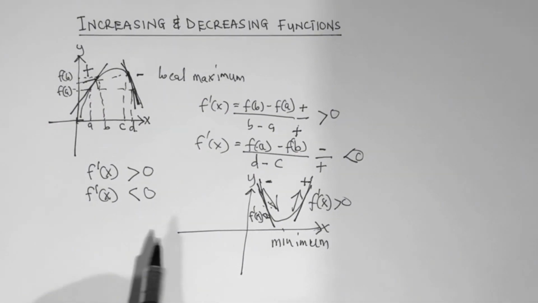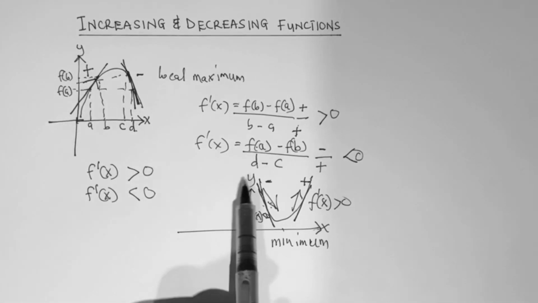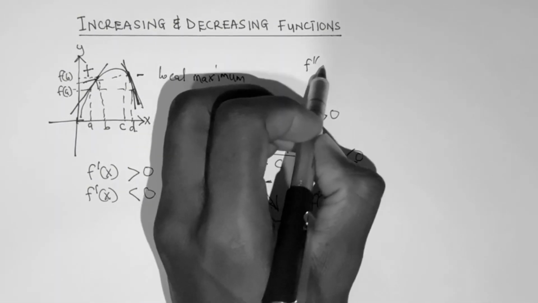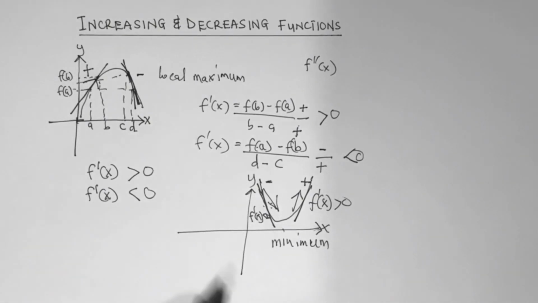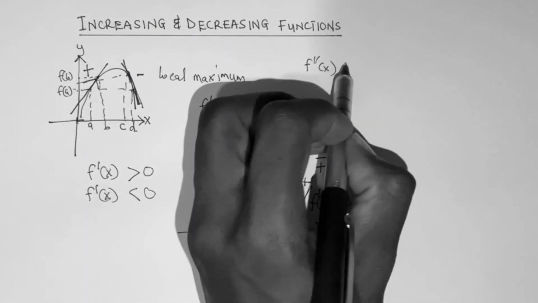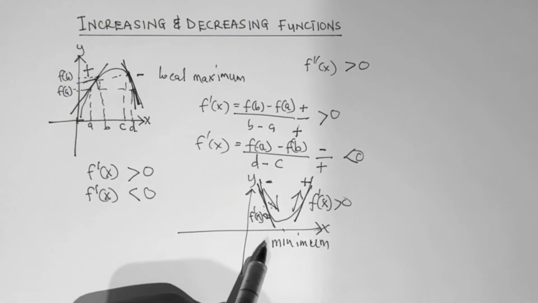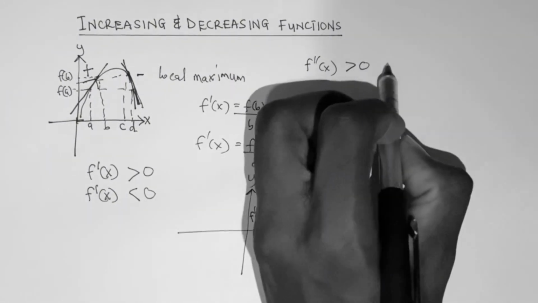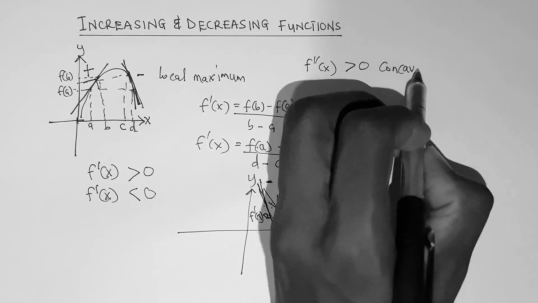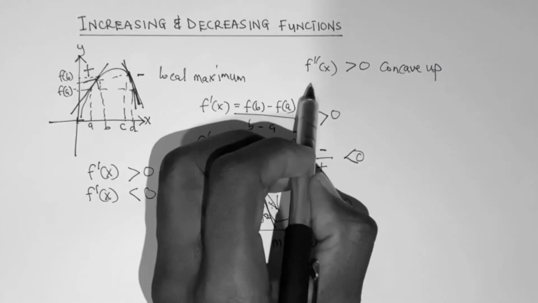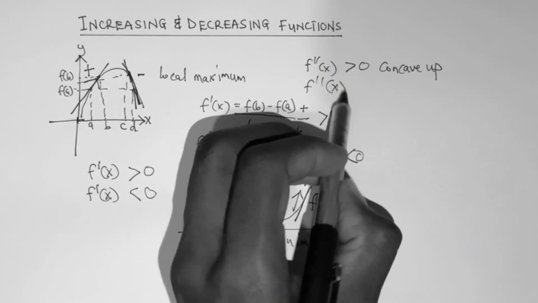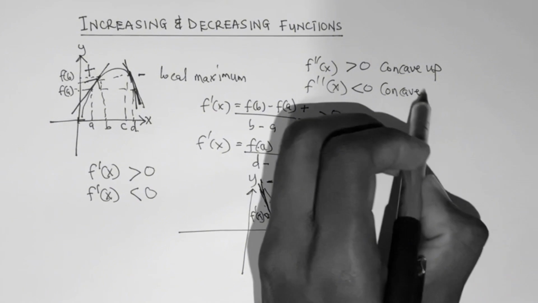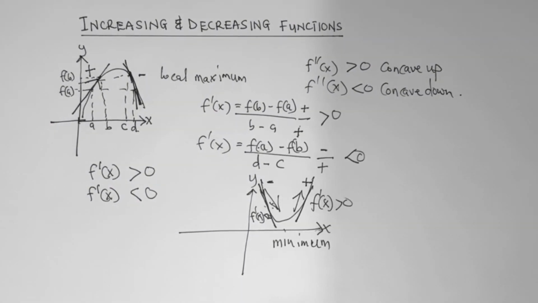Now, to determine the concavity of the function, all we need to do is to find the second derivative of the function. If we find the second derivative and it is greater than 0, then we are talking about a concave up situation. So this is concave up. And then if we find the second derivative and it is less than 0, then we are talking about a concave down situation.